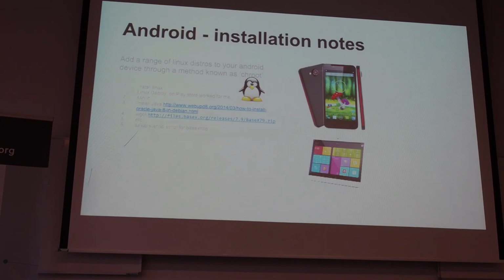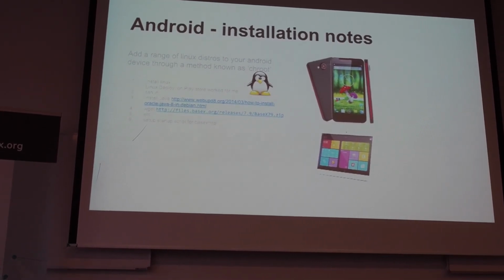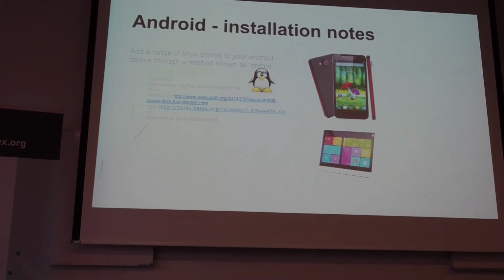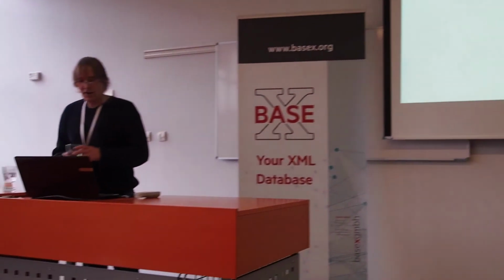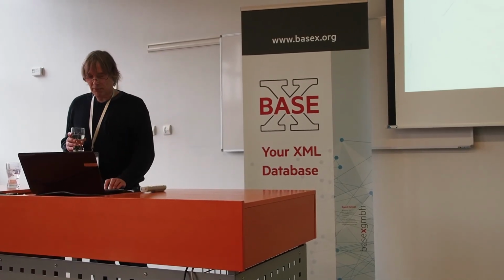So, phone and tablet, you can't run Java directly on Android, but one way of addressing the problem is to use what's called chroot, essentially to install another operating system, possibly Debian, and then run Java and BaseX on top of that. So if you look on the Android Play Store, there's a number of apps that you can use for that. I use one called Linux Deploy, but there's a number of others.